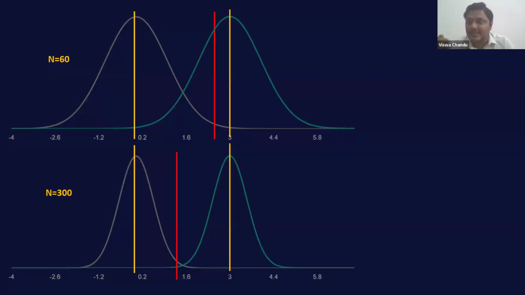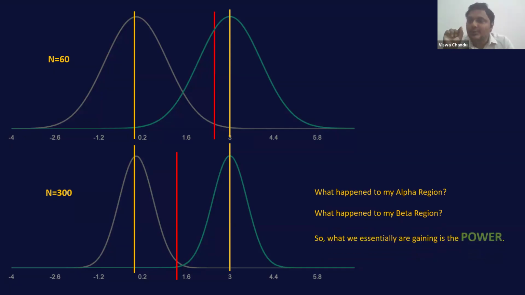So with an increase in sample size, what is happening to my alpha? My alpha is actually coming a little towards the left because it is a property of the null hypothesis curve, which is shrinking. And what is happening to my beta? My beta is also decreased because now the overlap between the null hypothesis curve and the alternative hypothesis curve is not as much as it was before. And what you are essentially gaining is the power of your study. Because you are decreasing your beta region, and power is the complement of beta, power is increasing. So that is what we are doing in sample size calculation. So I hope it is clear for everyone.